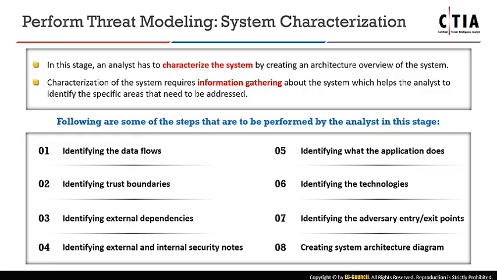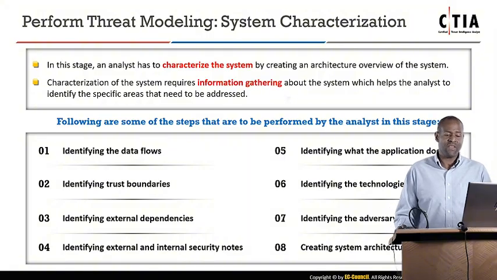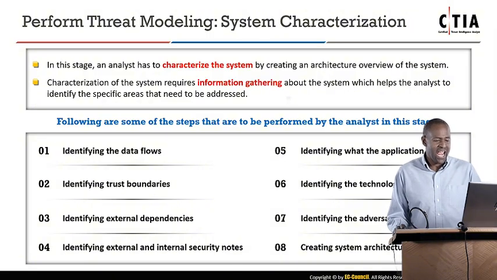Number seven, identifying the adversary entry-exit points. Given what we already know, where are the entry points? What ports are used? What applications are used? What delivery methods are used? And then number eight, creating a system architecture diagram. Knowing all of numbers one through seven and your system itself helps us to characterize the system, create that architecture, gather the information, and know exactly what areas need to be addressed.